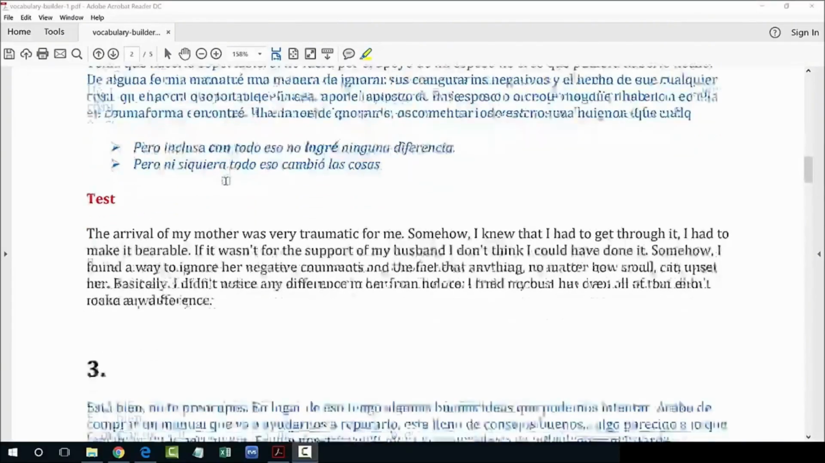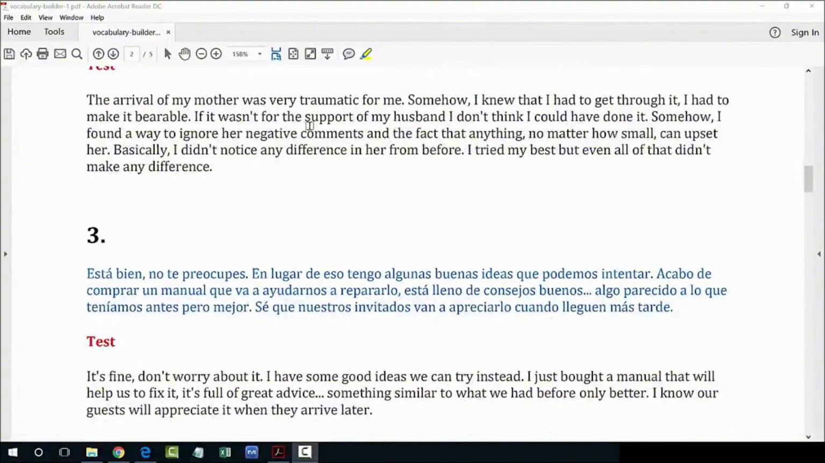Now let's test ourselves by trying to translate from English back into the Spanish.